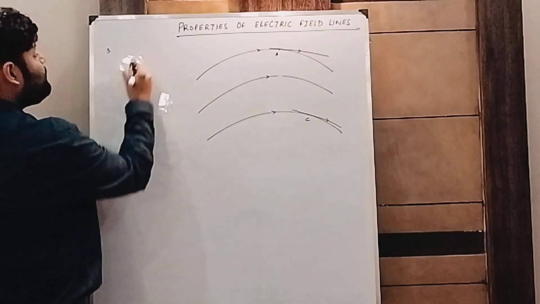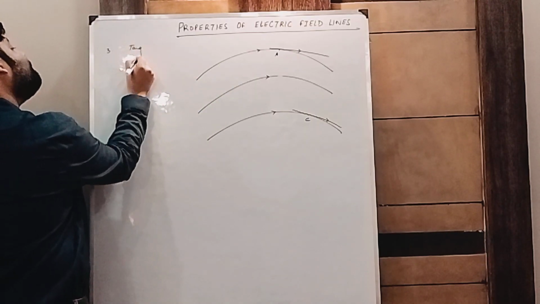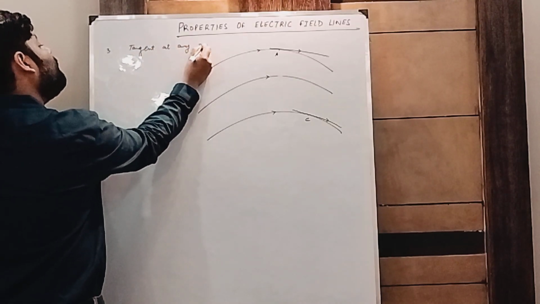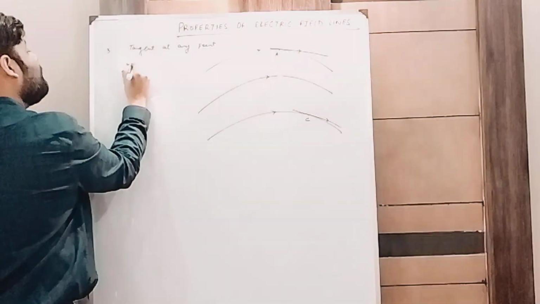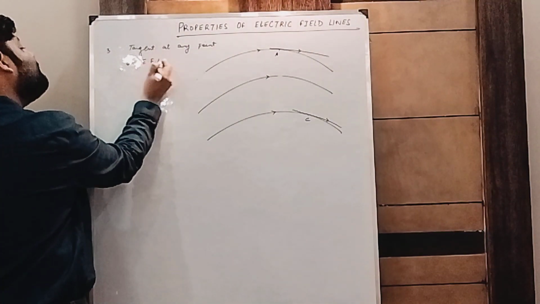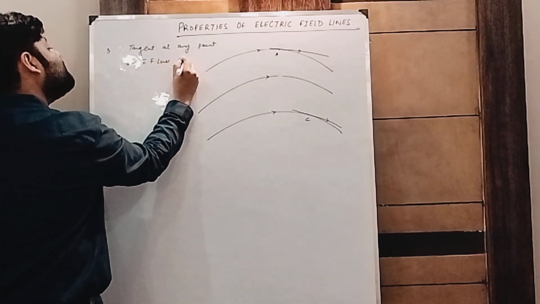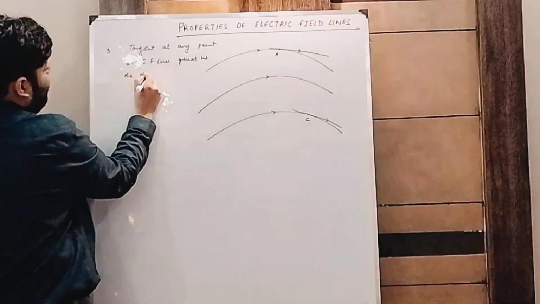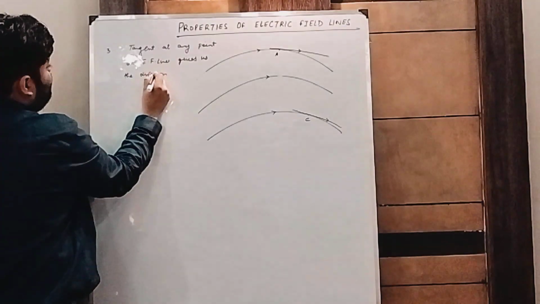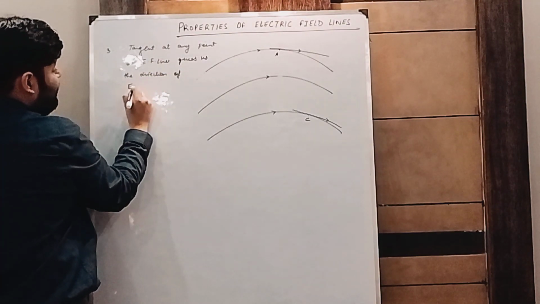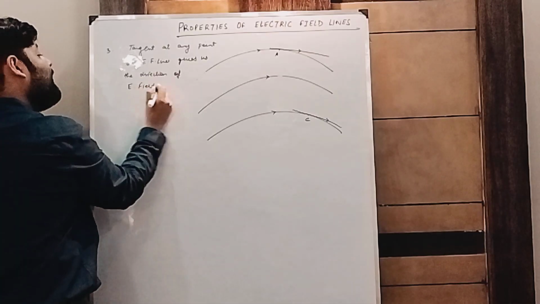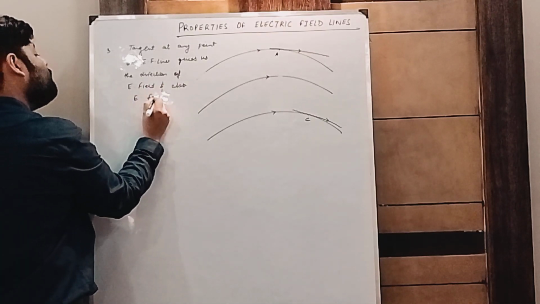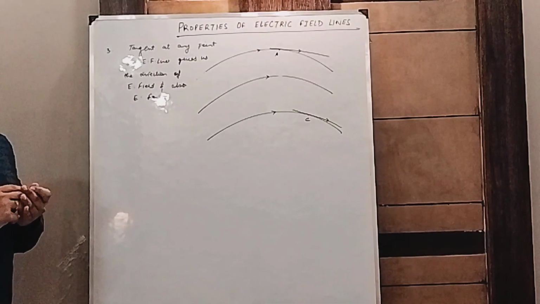So what is the third property? Tangent at any point on electric field lines gives us the direction of electric field and also electrostatic force. See, this was also fairly simple.